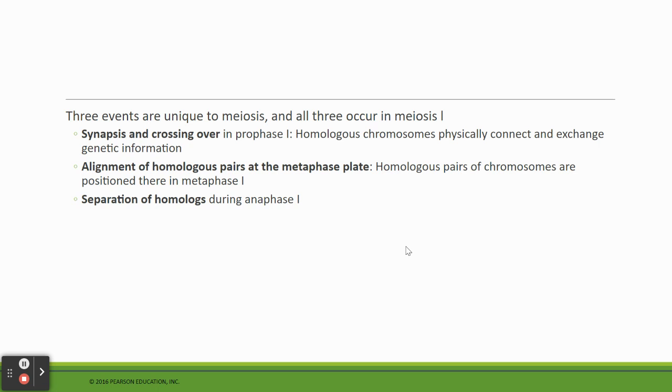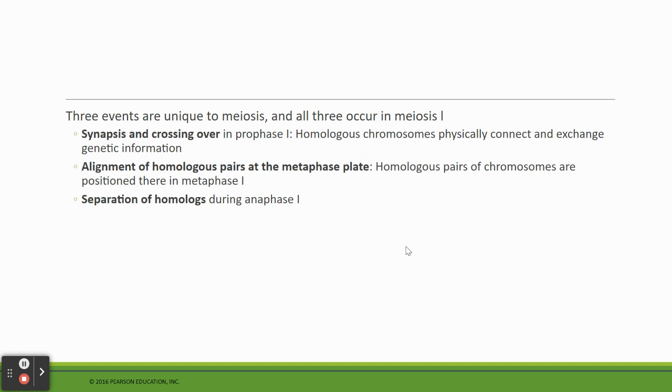All right, so there are actually 3 events that are special to meiosis, and all 3 occur in meiosis 1. One is synapsis and crossing over. So synapsis is a version of like pre-crossing over stages. You can kind of include it with crossing over. This occurs in prophase 1. We talked about this already. The homologous chromosomes physically connect and exchange parts of genetic information with each other, just whoever's close to them. That's what they do with crossing over.